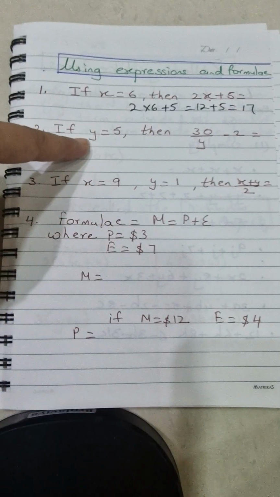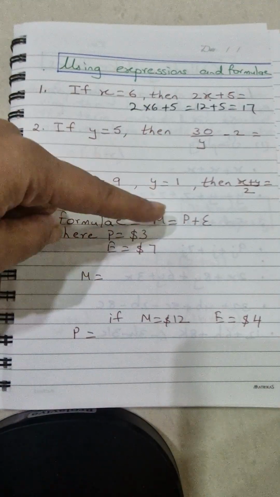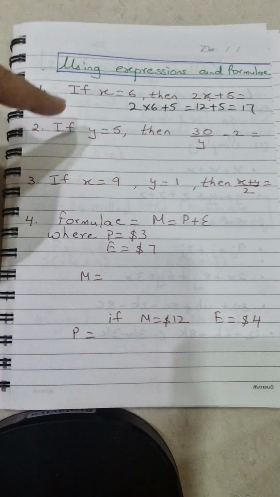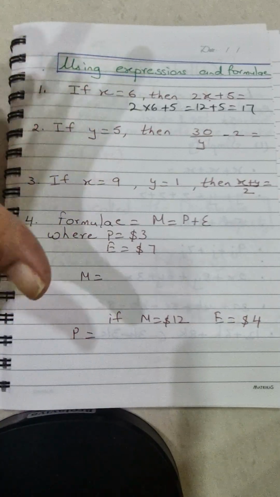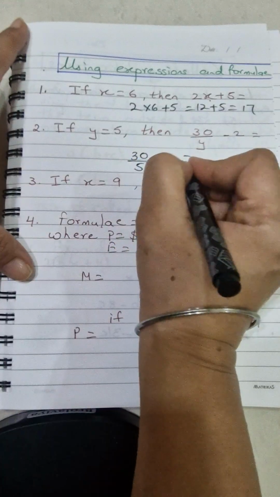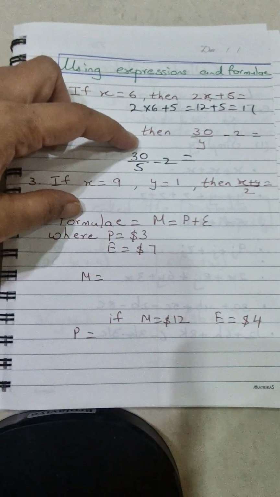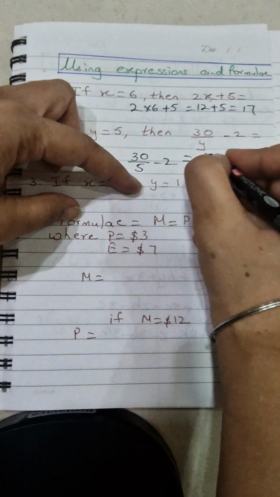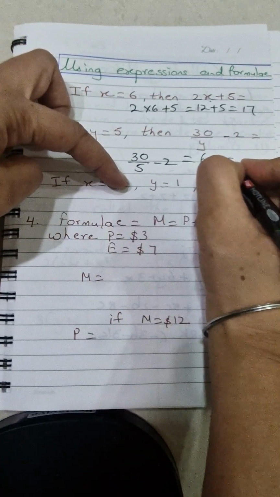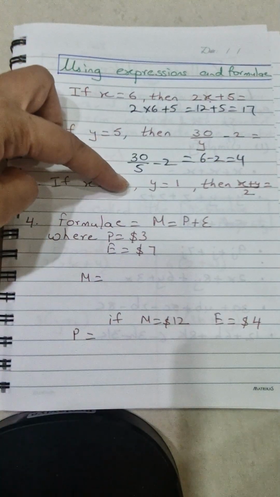Another is y equals 5, where 30 over y minus 2. So we have to use the y value as 5. So I will assume 30 over 5 minus 2. First I will divide. 30 divided by 5 is 6, because 30 comes in the 5 table 6 times. Minus 2 gives you 4.